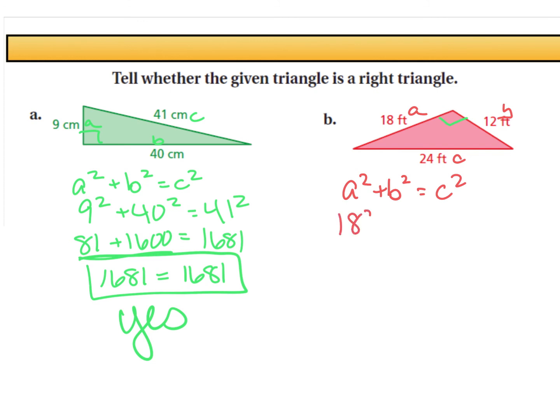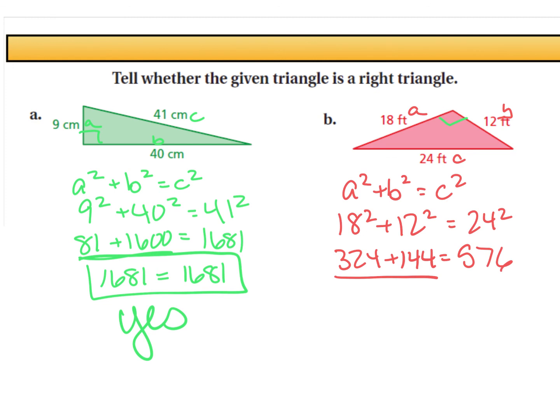I've got A, I've got B, I've got C. So A is 18 plus 12 squared equals 24 squared. 18 squared is 324. 12 squared is 144. 24 squared is 576. Oops, I forgot the 7. Let's get that in there. 576. I'm going to add these two together. 324 plus 144 is 468. That does not equal 576. So this would not be a right triangle.